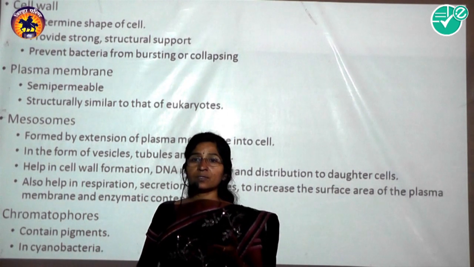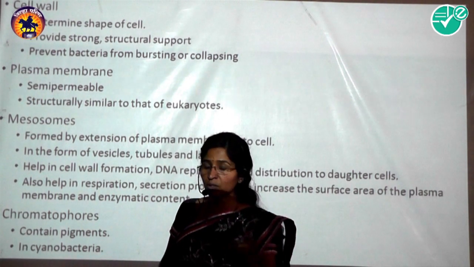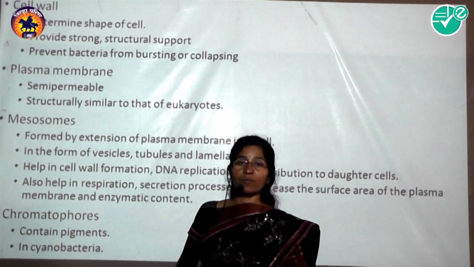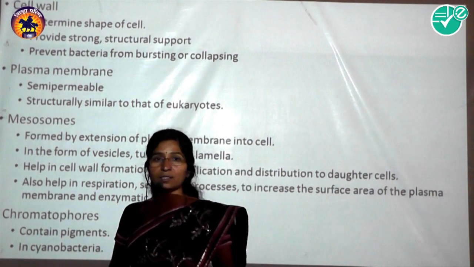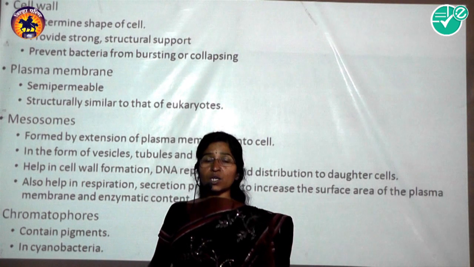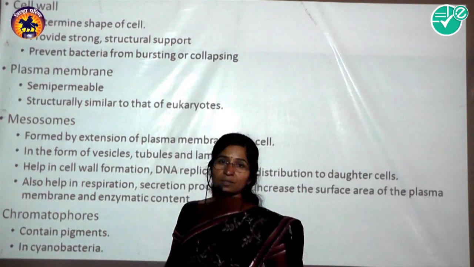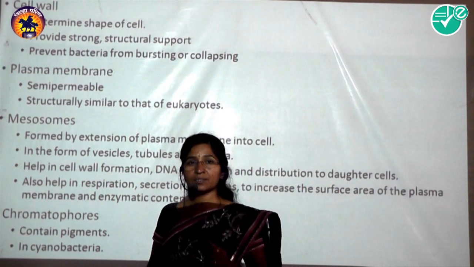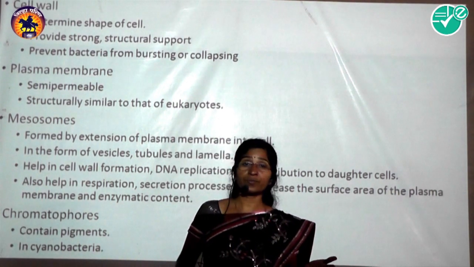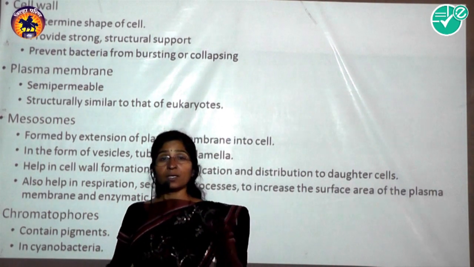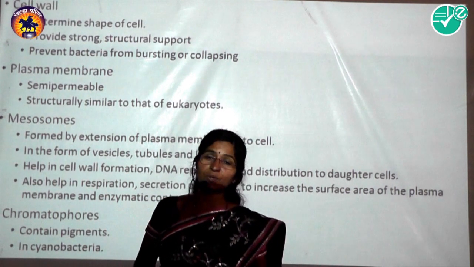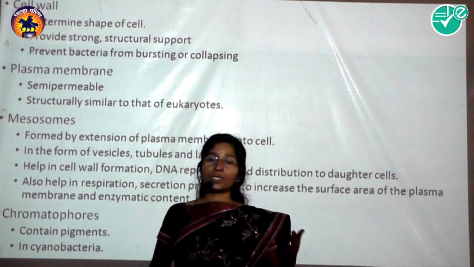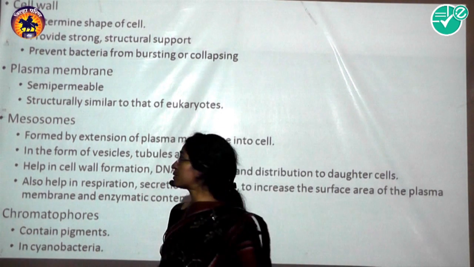In Eubacteria it is made up of peptidoglycan, and in Archaebacteria it is made up of pseudopeptidoglycan. Chemically, that cell envelope is very complex because the glycocalyx is made up of polysaccharides, the cell wall is made up of peptidoglycan and pseudopeptidoglycan, and the plasma membrane is made up of proteins and lipids.